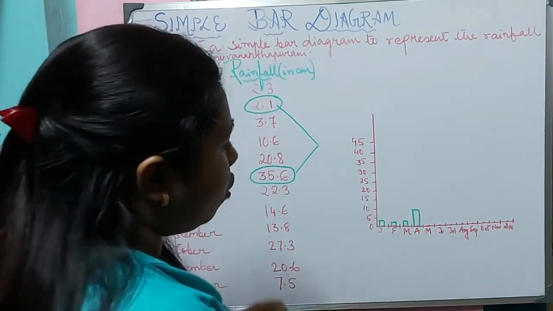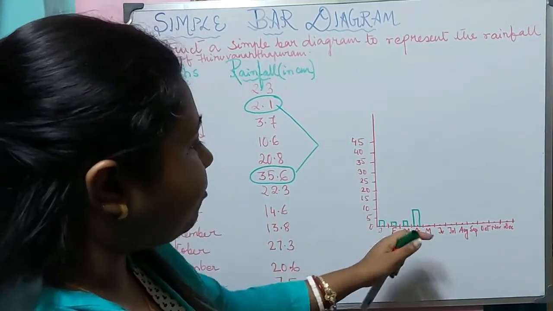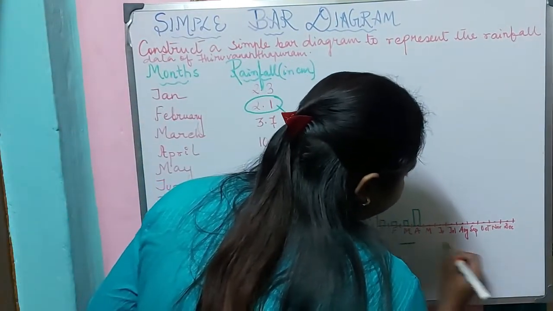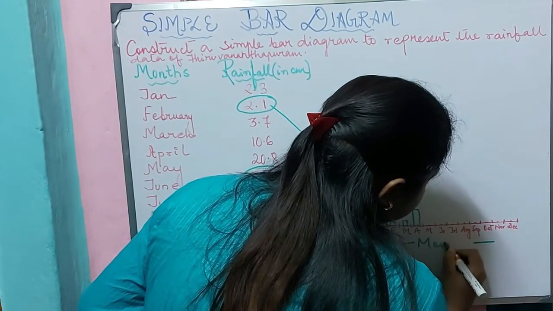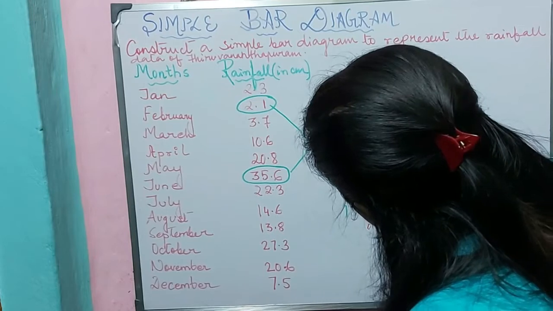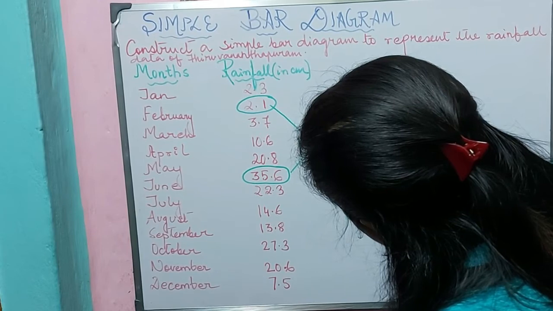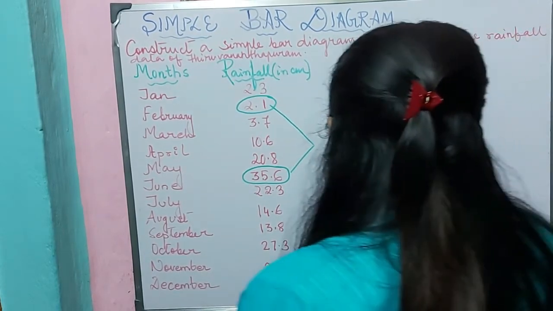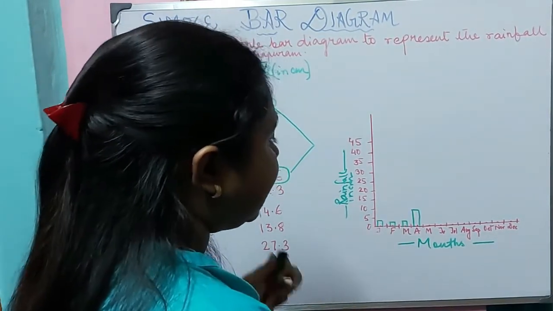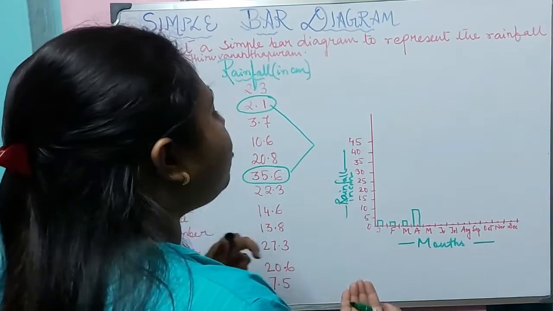After the completion of drawing the bars, in this way when we have completed drawing 12 bars, what we are supposed to do, we are supposed to mention the months here, and here rainfall in centimeter. You can well understand how easy the bar diagram is, and easily for immediate comparison we can use this method of bar diagram.